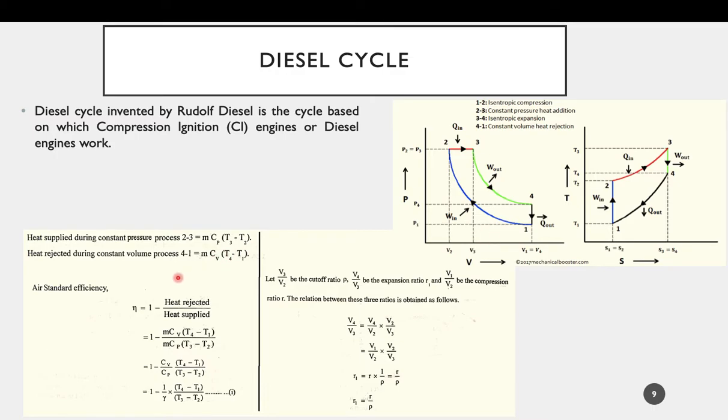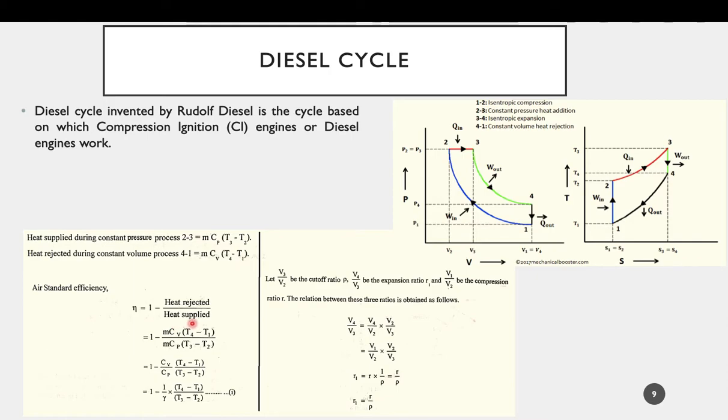As you know, if we have an engine working based on diesel cycle, which is receiving an amount of heat Q in from a higher temperature source and rejecting an amount of heat Q out to a low temperature sink, then the efficiency of the cycle can be written as air standard efficiency equal to 1 minus heat rejected by heat supplied. So we need to find out the heat rejected and heat supplied during these processes. Since heat is supplied at constant pressure, the heat supplied is given as mCp delta T, where m is mass of the working fluid, Cp is specific heat at constant pressure, and delta T is the temperature difference, that is in this case T3 minus T2. And heat rejected during constant volume process is mCv (T4 minus T1), where Cv is the specific heat at constant volume.